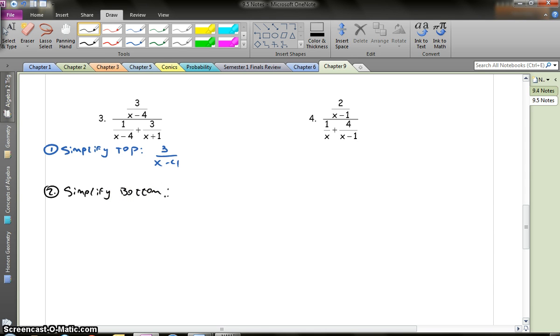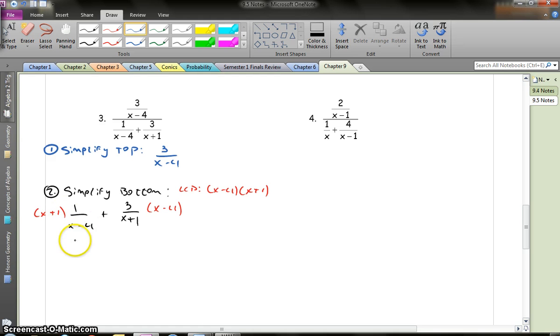Now, in this case, there is something to be simplified. So we have 1 over x minus 4 plus 3 over x plus 1. So the common denominator, it's like what we did on the front. My LCD is x minus 4 times x plus 1. So this is missing an x plus 1. This is missing an x minus 4.